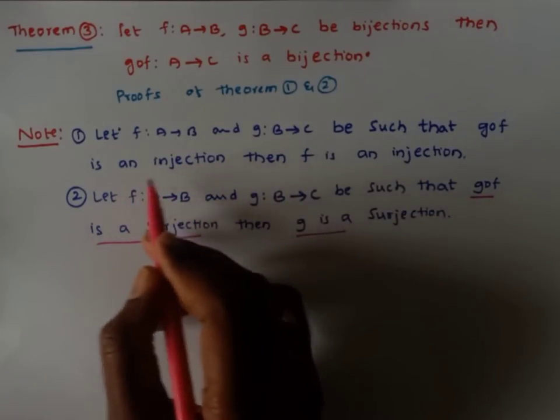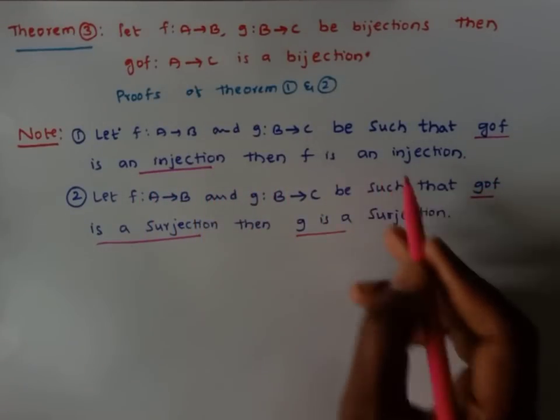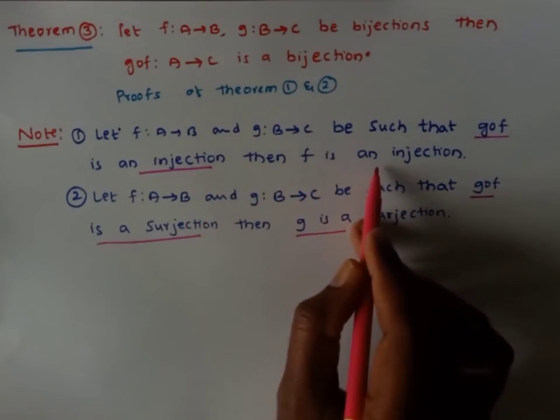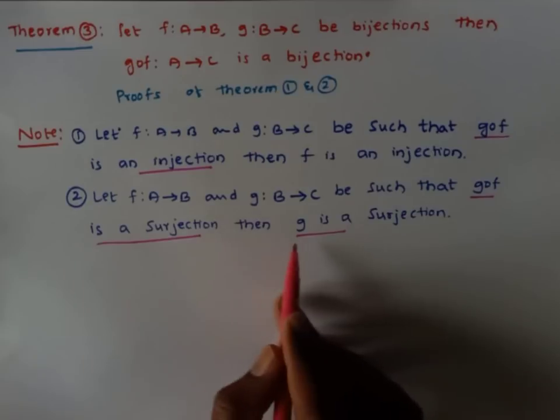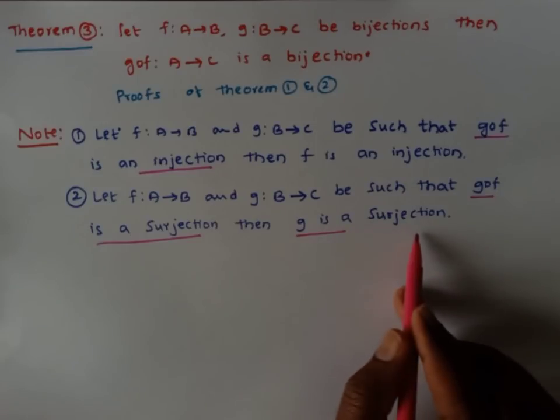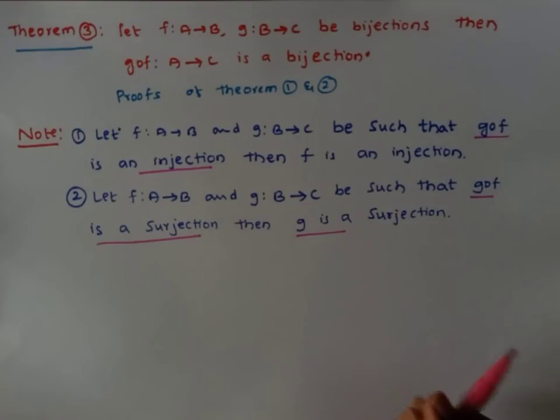So here, in the first step, G circle F is injection, then only F is injection. G circle F is injection, F is injection. G circle F is surjection, G is surjection. Clear? Now here F need not be surjection, here G need not be injection.